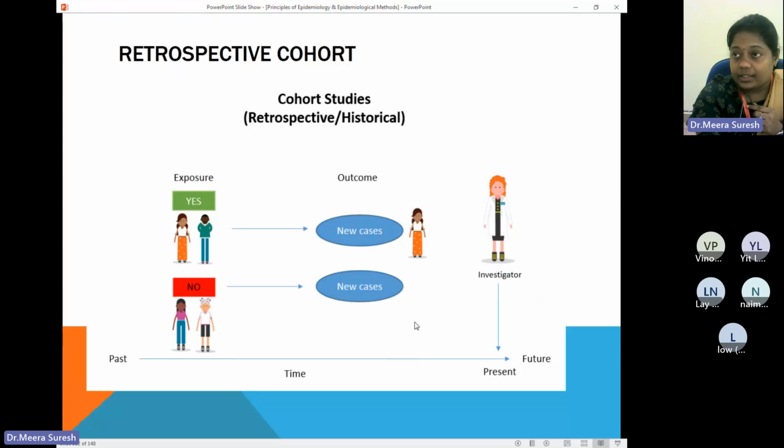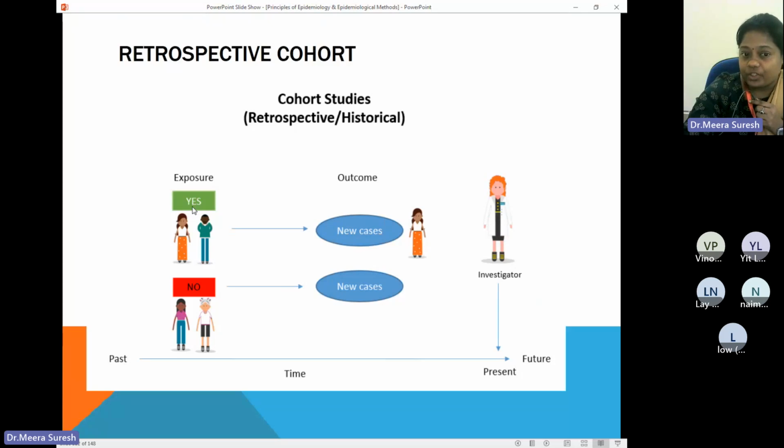They were exposed in 1960, and maybe by 2000 they had already become lung cancer patients. So even before you started your study, the exposure and outcome had happened. But why is it still called a cohort study? Because you are taking the data from before. That is why it is retrospective.